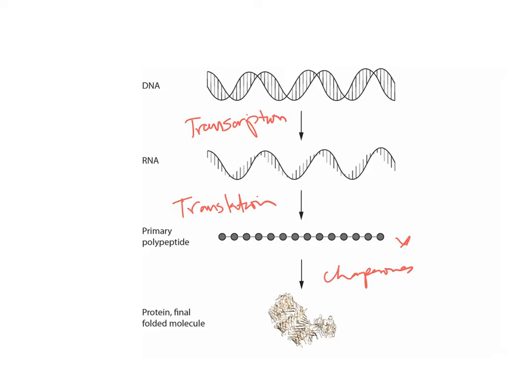Now, while the central dogma as shown is the normal order of steps in the flow of information, we know that information can sometimes flow from RNA back to DNA via the action of reverse transcriptase. But we're not going to really focus on this step in this video.